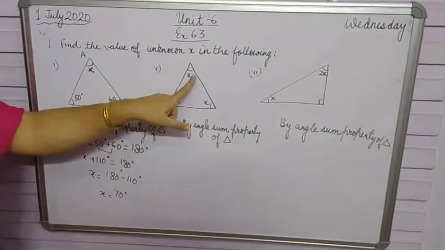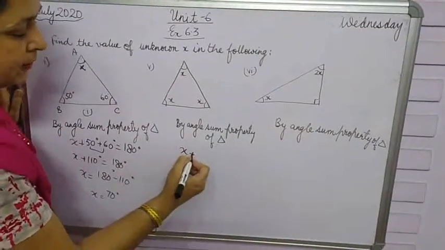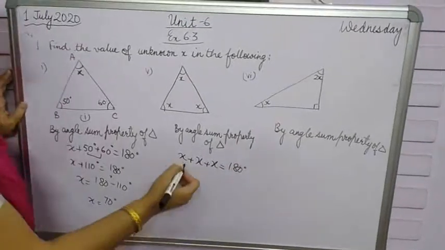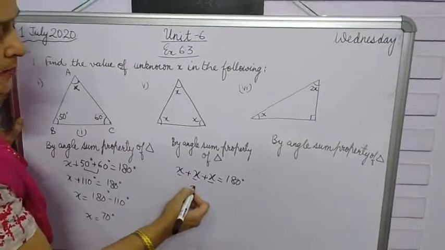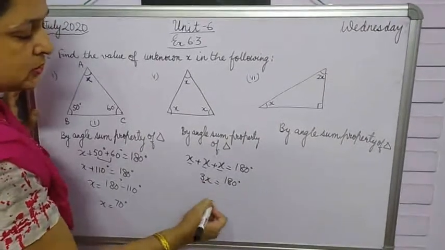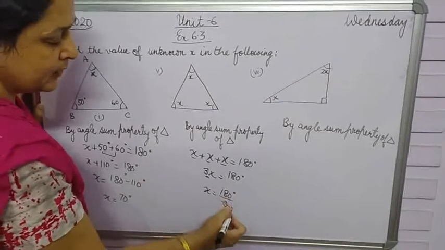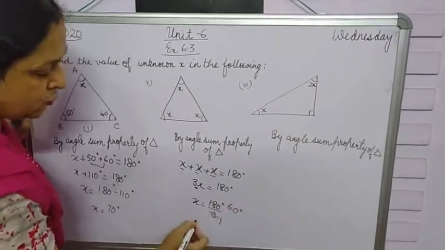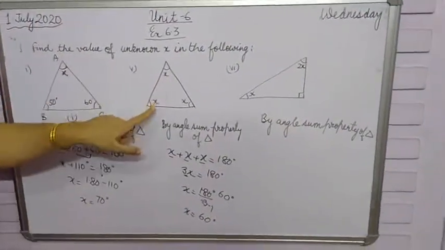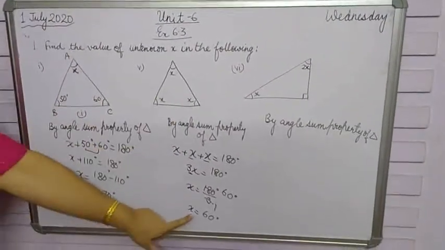Similarly in the fifth part, all 3 angles are unknown, but yes, all 3 are equal. That means if we apply the angle sum property, then x plus x plus x is equal to 180 degrees. And x added 3 times will give you 3x is equal to 180. This is in multiplication. When 3 will go to that side, it will be in division. Let us cancel it. So x comes out to be 60 degrees. That means each angle is equal to 60 degrees, and such a triangle is known as an equilateral triangle, where you have all 3 angles equal to 60 degrees.